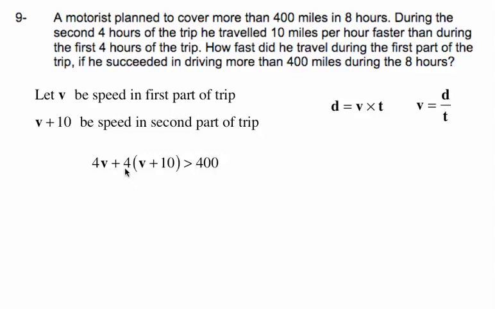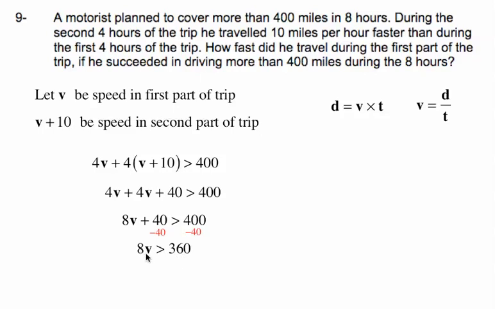I'm going to expand this bracket here. The 4 is going to multiply the v and multiply the 10. So we get 4v plus 40 is greater than 400. I'm going to add the like terms, the 4 v's together. So we have 8v plus 40 is greater than 400. I want to get rid of that 40, so I'm going to subtract 40 from both sides, and we have 8v is greater than 360.